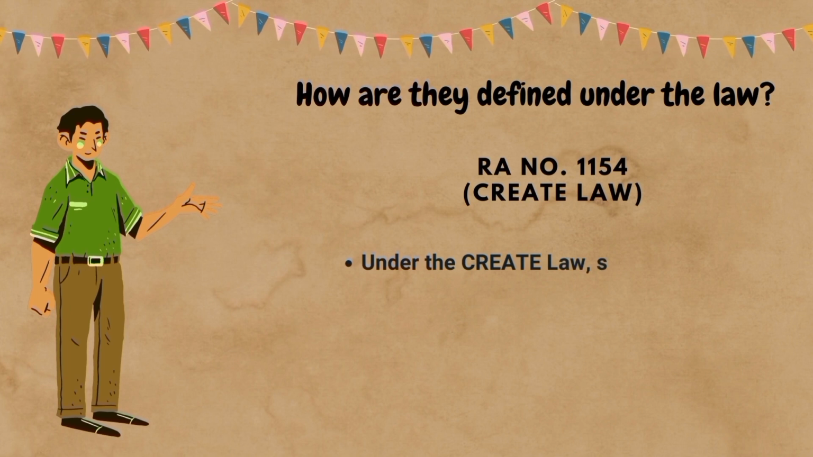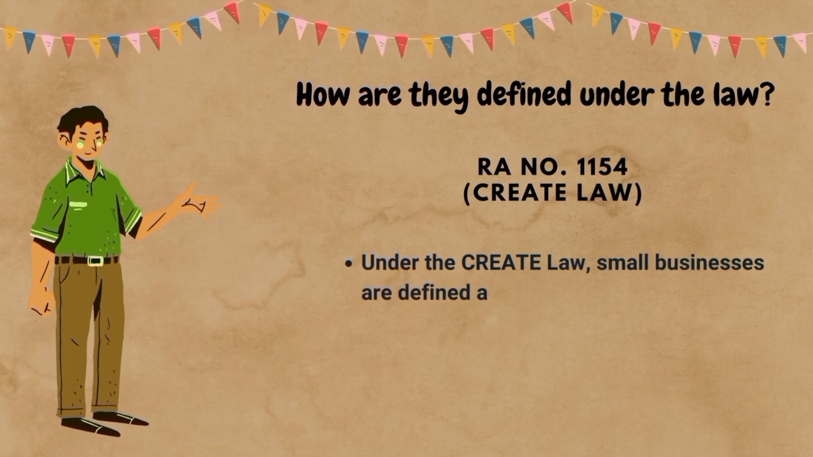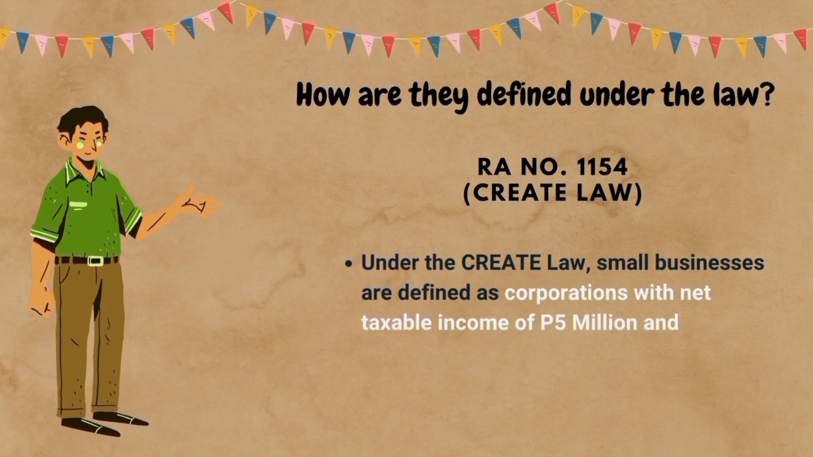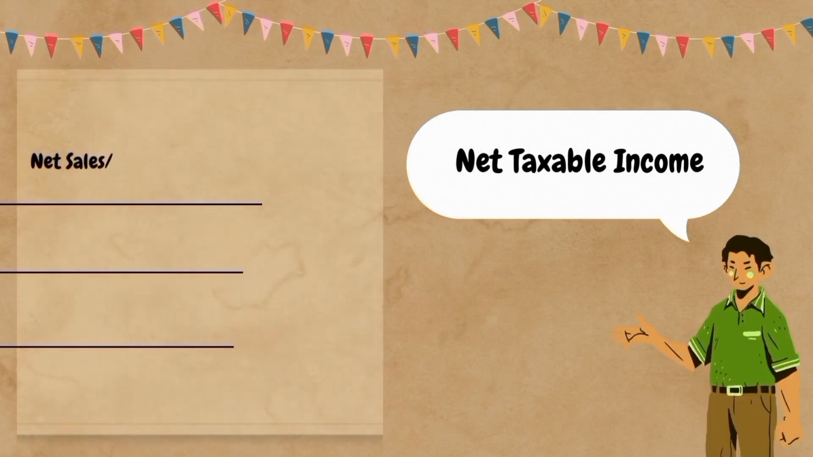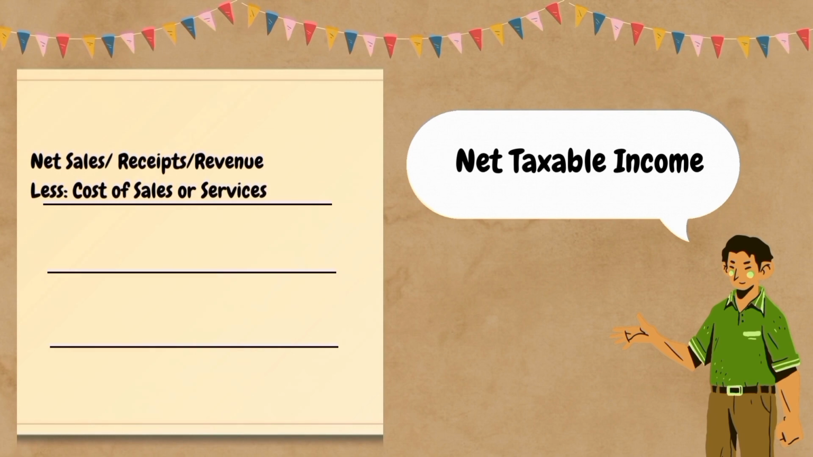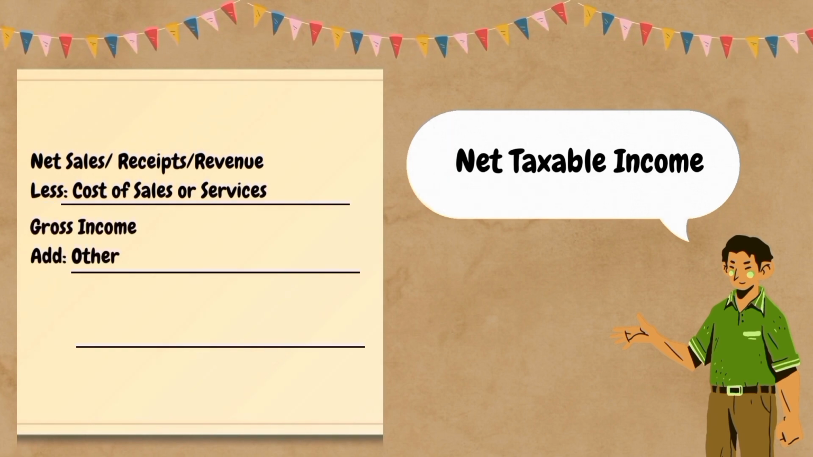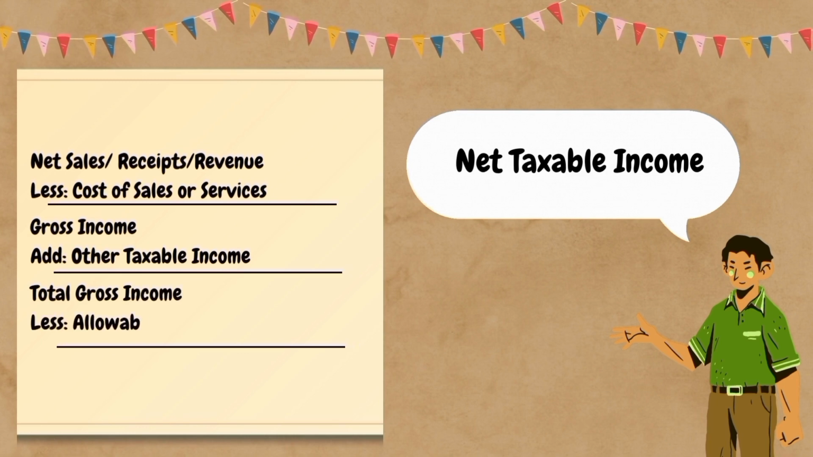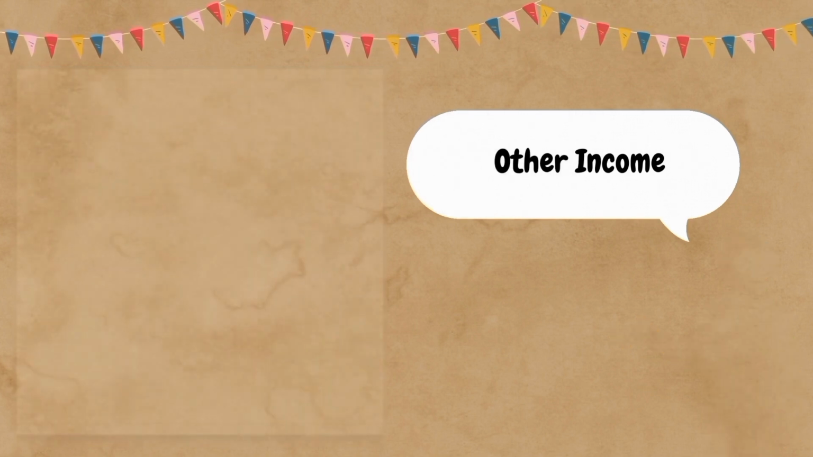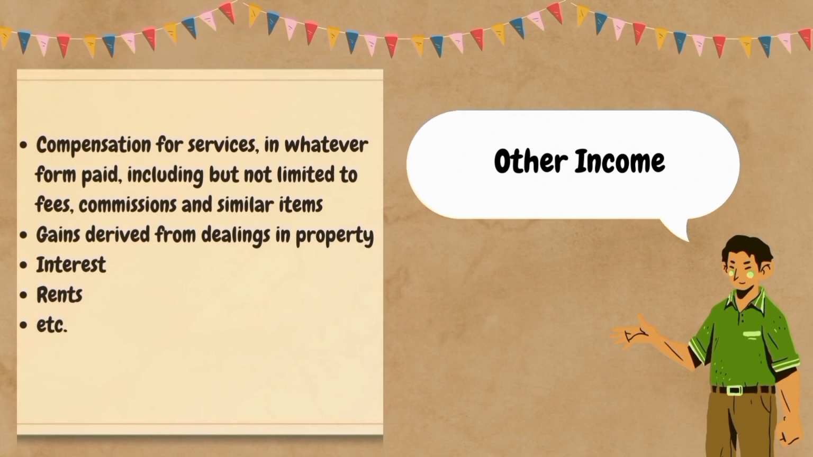Under the Corporate Recovery and Tax Incentives for Enterprises Act or the CREATE Law, small businesses are those corporations with net taxable income of 5 million pesos and below. So what are the components of the net taxable income of a small business? Following the basic formula, the net taxable income of a small business is the gross sales or receipts less cost of sales or services plus other income less allowable deductions. Hence, aside from the gross sales or receipts, a small business may also earn the following.